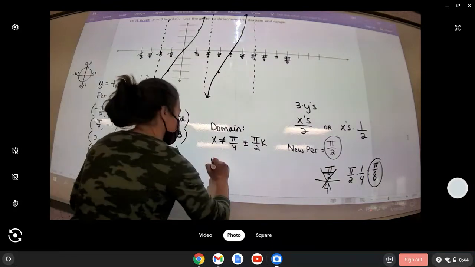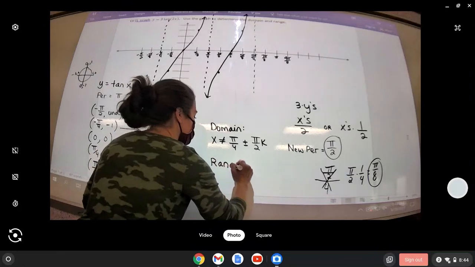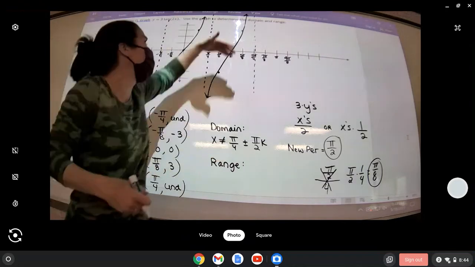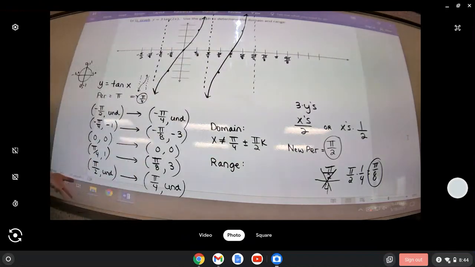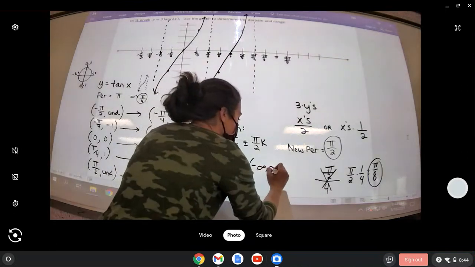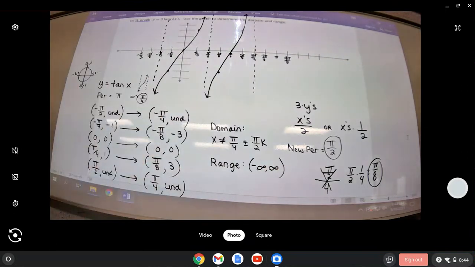Oh, our range. The range. What y values still live on this tangent graph? Guys, where are all the y values still going to on each separate curve? They're still going off to the infinities, so all real numbers. All right, how do we feel, okay?